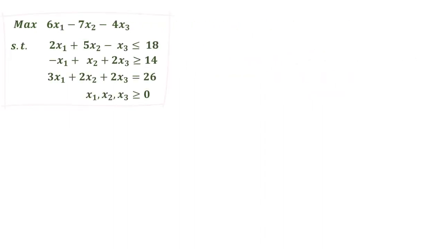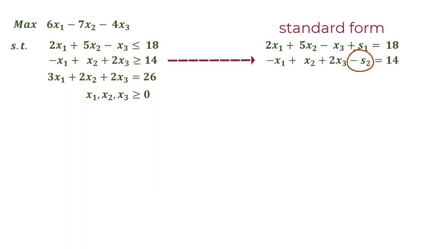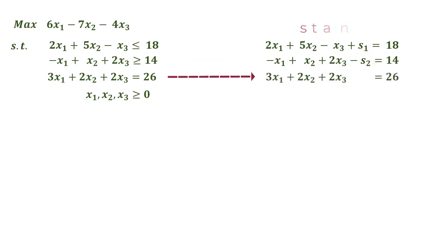Writing it in standard form, we introduce a slack variable to the first constraint because it's a less than or equal constraint. We introduce a surplus variable to the second constraint since it's a greater or equal constraint, and the third one does not need a slack or surplus because it already has equality.